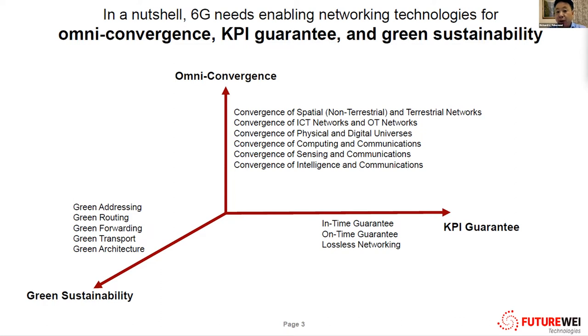That's convergence, for example, of spatial and non-terrestrial networks and terrestrial networks, connecting industrial machines and vehicles, physical universe and digital universes, and also computing power networks or computing-aware or computing-first networks, sensing, learning, intelligence, all of them. How can we put them together? If we build them just in a single block, sooner or later we'll find a problem when we operate them. Secondly, KPI guarantee: in connected industry automation, we need those. Green social sustainability is certainly a long-term requirement. Climate is changing. Next slide, please.